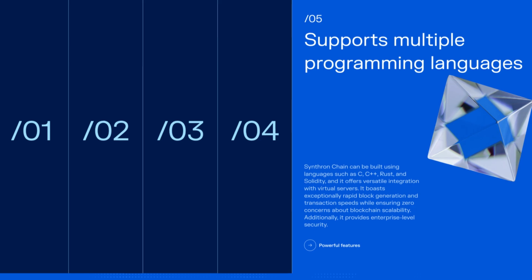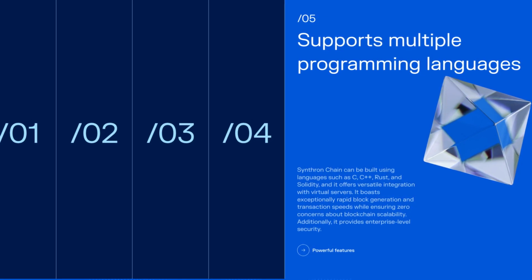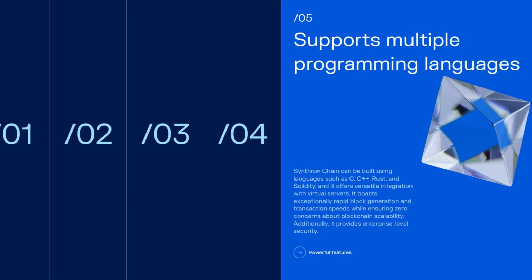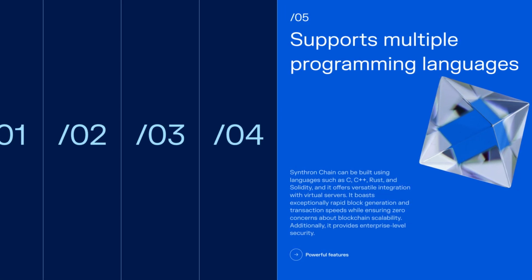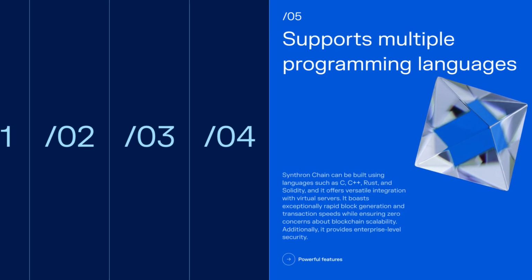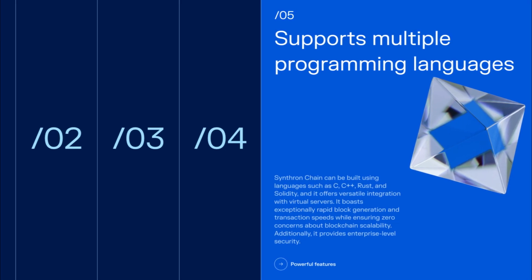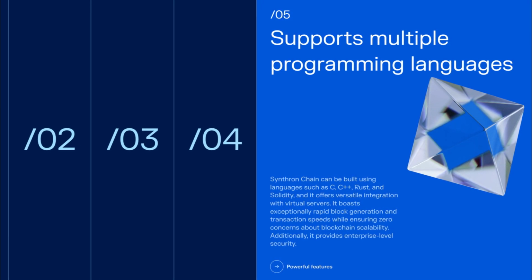And lastly, it supports multiple programming languages. Synthron chain can be built using languages such as C, C++, Rust, and Solidity, and it offers versatile integration with virtual servers. It boasts exceptionally rapid block generation and transaction speeds while ensuring zero concerns about blockchain scalability. Additionally, it provides enterprise-level security.